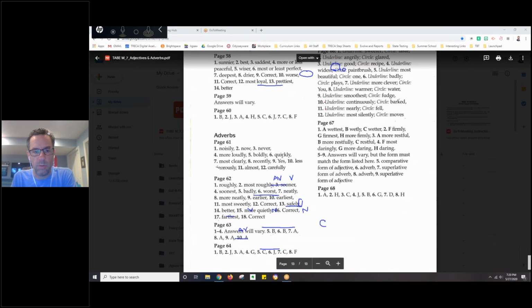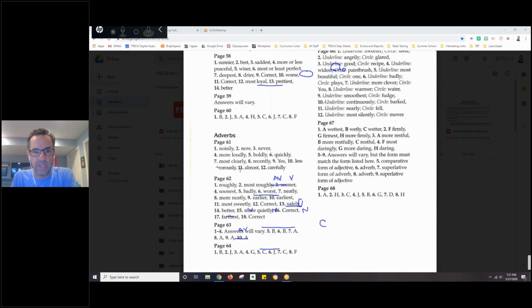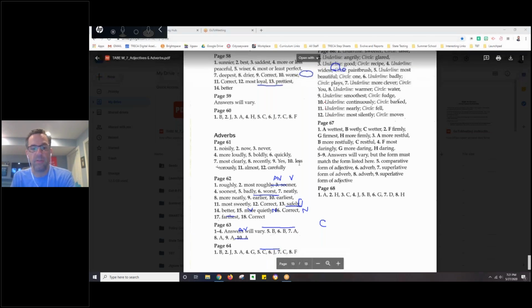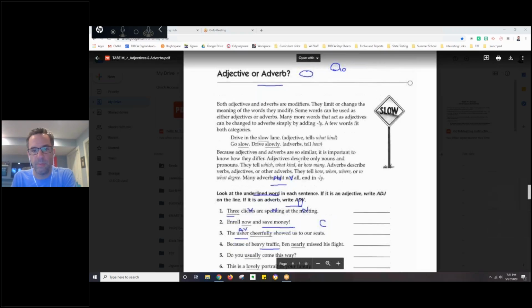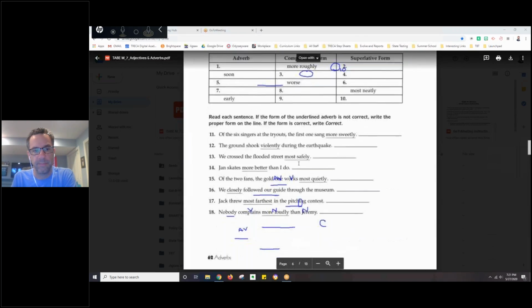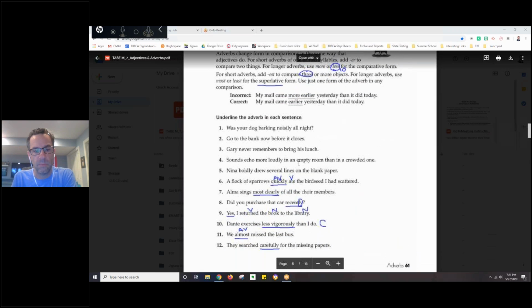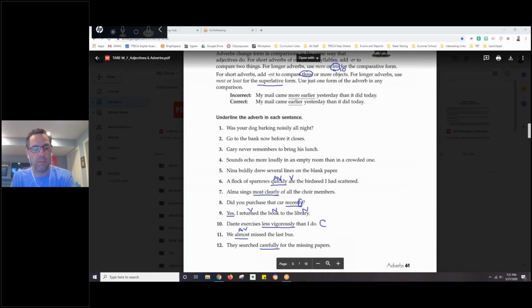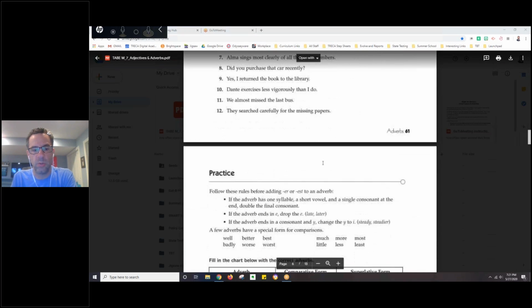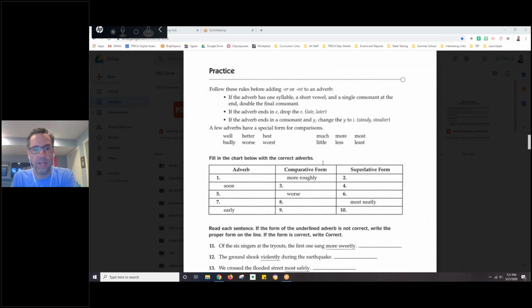So we have quickly, most clearly, recently, yes, less vigorously, almost, and carefully. Those sound pretty much correct from what I remember from page 61. So that's kind of a brief summary on what an adverb is. Let me clear off the drawings. We'll move to page 62. And if you need to pause or rewind or anything, go ahead.